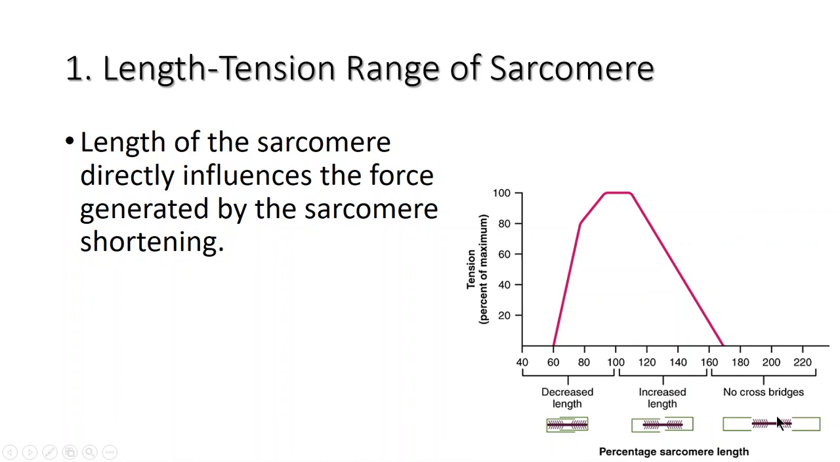If a sarcomere is stretched too far, there will be insufficient overlap of the myofilaments and less force will be produced. If the muscle is overcontracted, the potential for further contraction is reduced, which in turn reduces the amount of force produced.